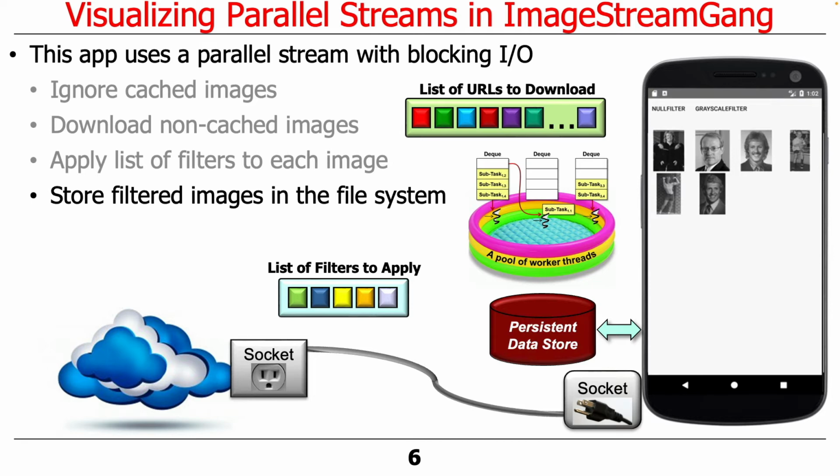So downloading is going to be I/O bound. Storing the images on the file system after they've been filtered will be I/O bound. Actually, storing the original images on the file system will be I/O bound. And then applying the filters to the images, that's not going to be I/O bound. That's going to be computation bound. And then the final thing we do is we actually display the images to the user based on what computations they've done. And it's kind of cool.